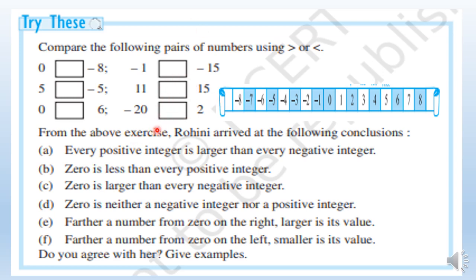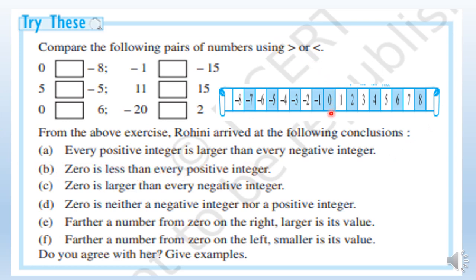From the above exercise, Rohini arrived at the following conclusion: every positive integer is larger than every negative integer. Means all numbers placed in this direction are greater than those in this direction. The numbers placed in this direction are always less than this number. Clear? Next, 0 is less than every positive integer.